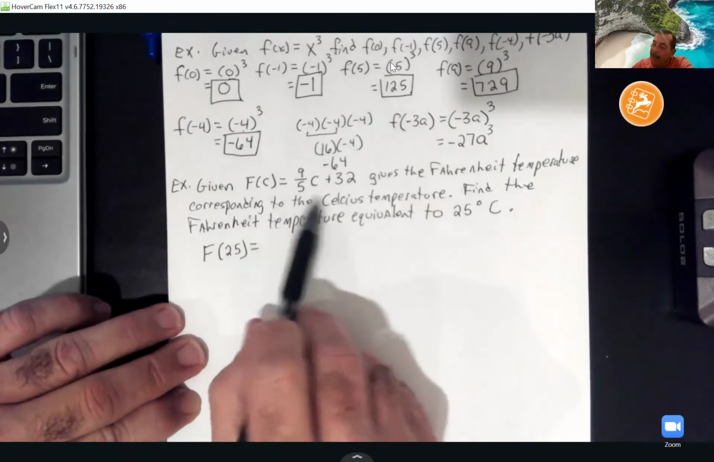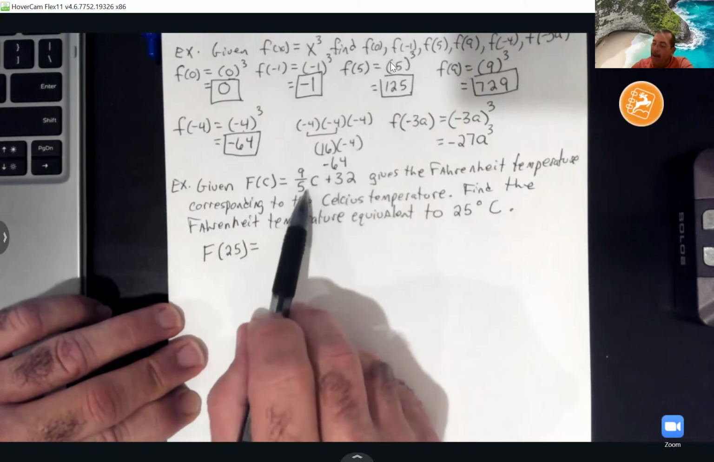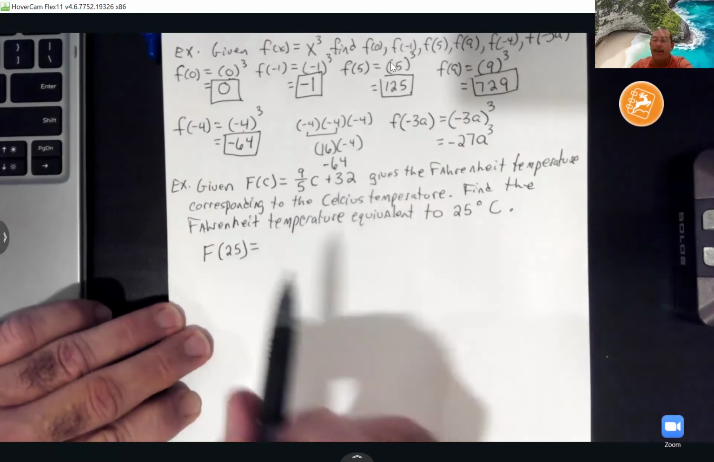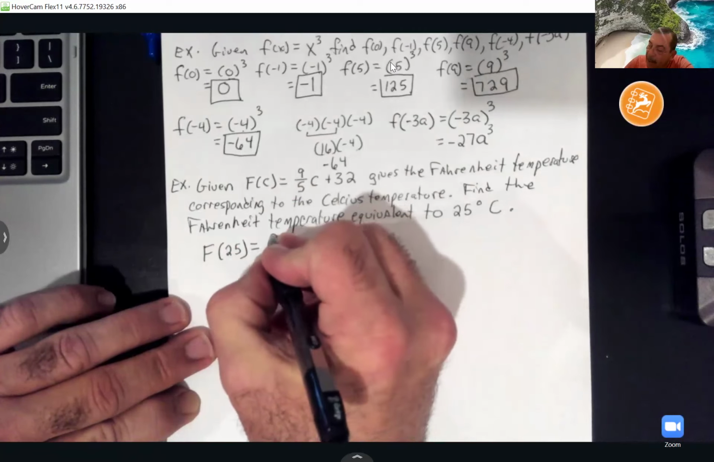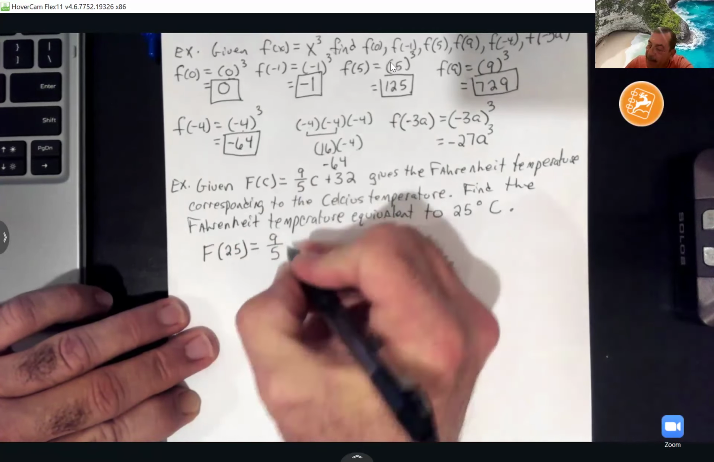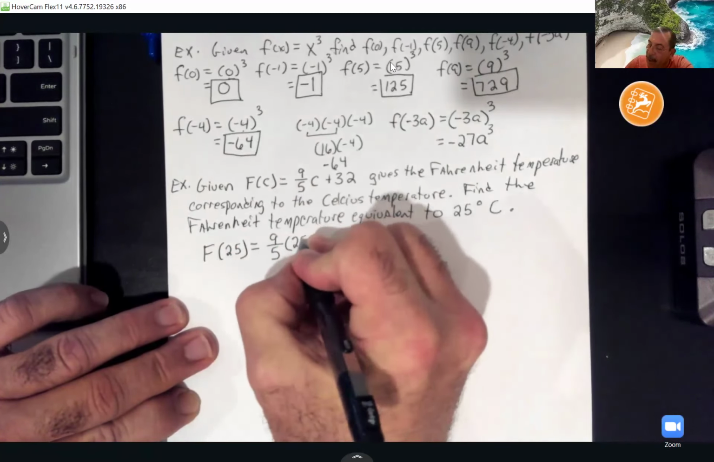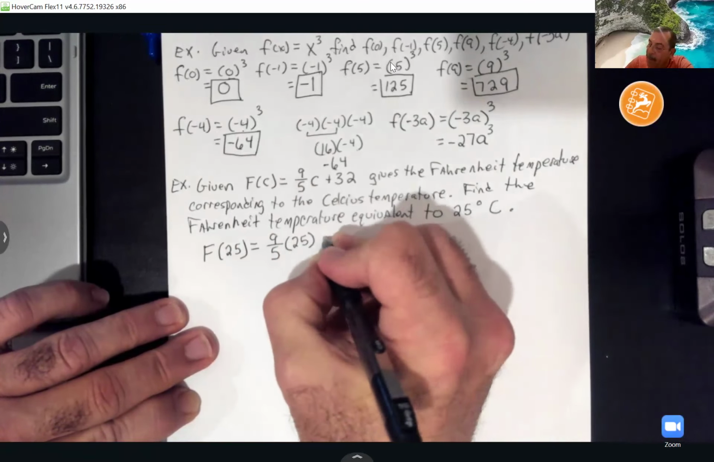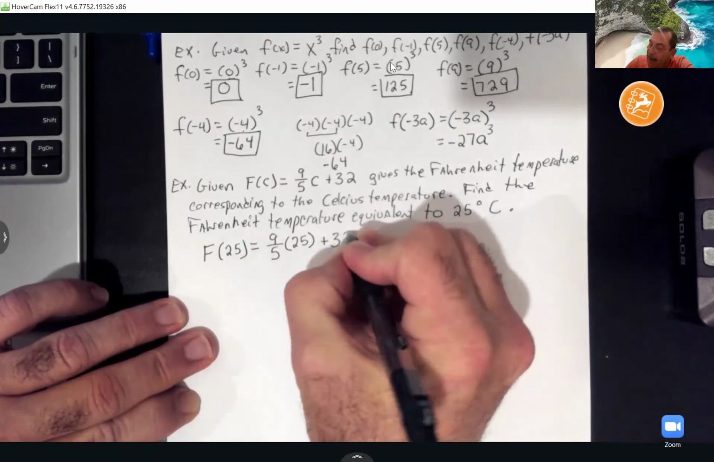So y'all, that means we take our little function here and replace our C with our 25. So we'll have 9/5 times 25 plus 32.